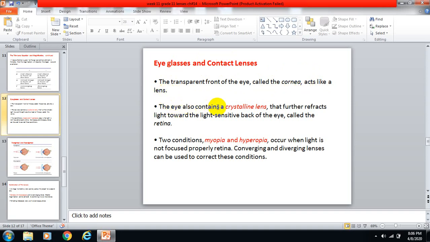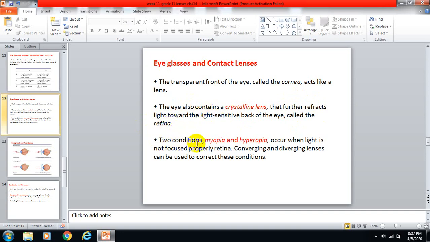Then the eye also contains a crystalline lens in the middle, you can say, that further refracts light towards the light-sensitive back of the eye called the retina. Remember the cornea and retina difference. The retina mainly focuses all of this. It covers a large area, whenever you are going to see some object in the light. It is a light-sensitive thing, the retina.